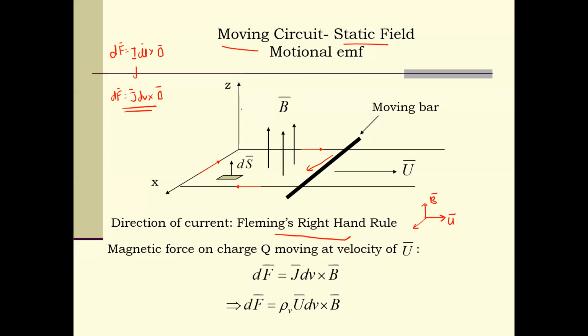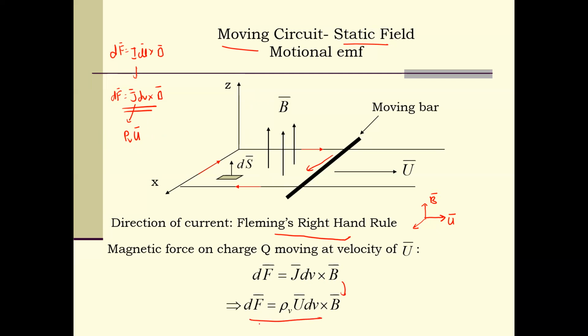If we have a volume current of J, we can assume from what we learned previously in electrostatics that the charge is moving. The charge which constitutes the current moves, in which the equation states that J is equal to rho_v u, where the charge density rho_v moves with velocity u. So the equation J dV cross B is now written as rho_v u dV cross B.